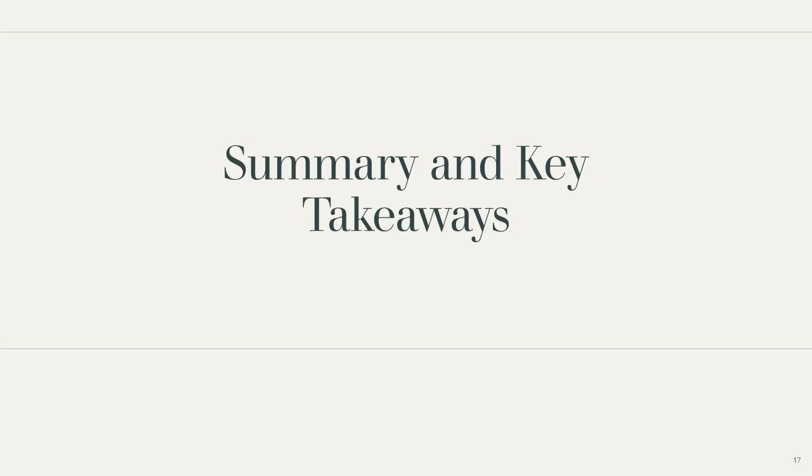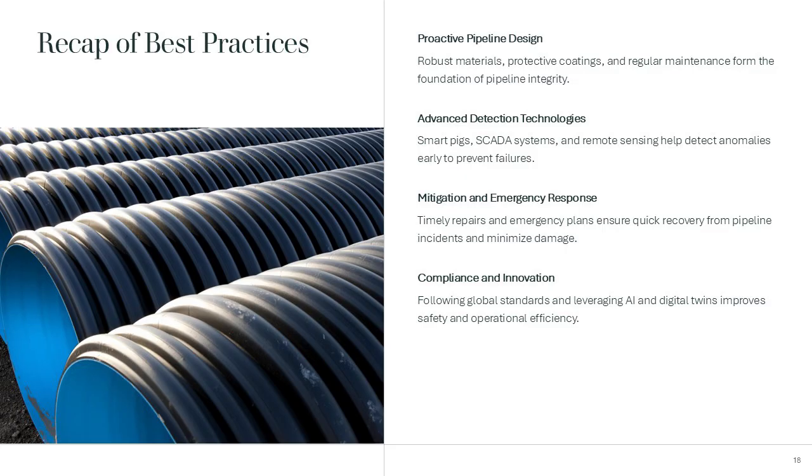Let's summarize the key takeaways: the best practices for pipeline integrity. Pipeline integrity is a multifaceted discipline that requires a proactive approach to prevention, detection, and mitigation. Best practices include designing pipelines with robust materials, implementing protective coatings, and conducting regular maintenance.